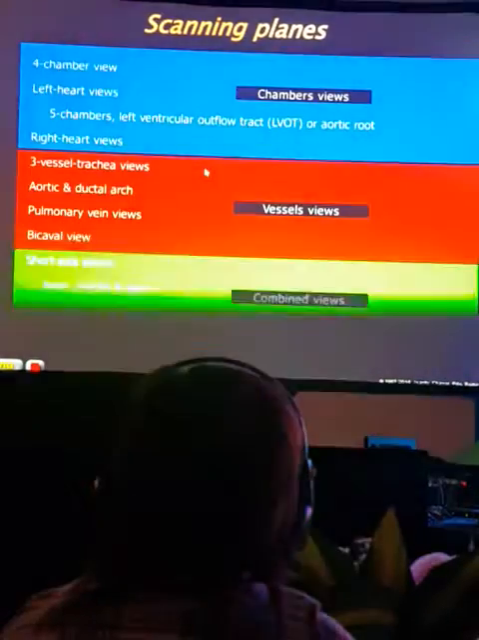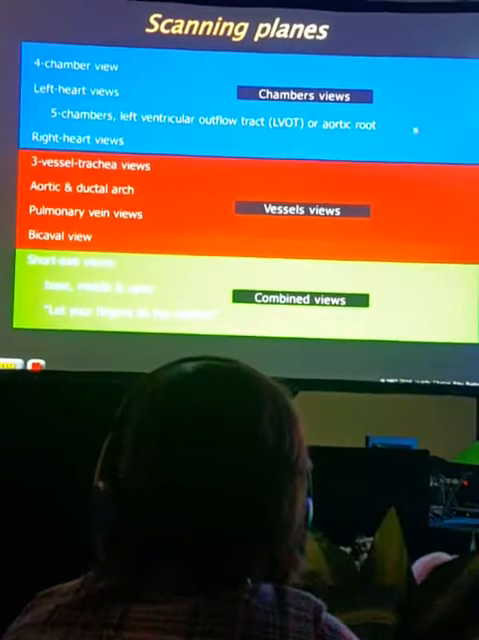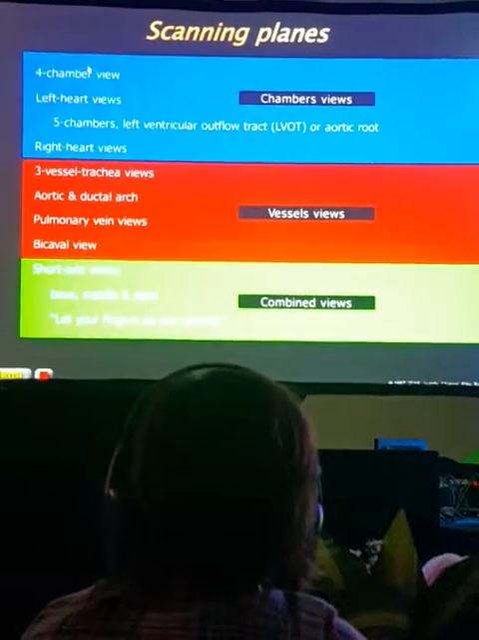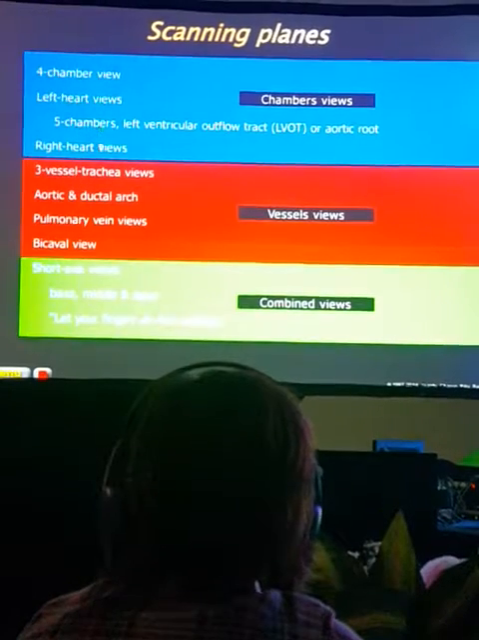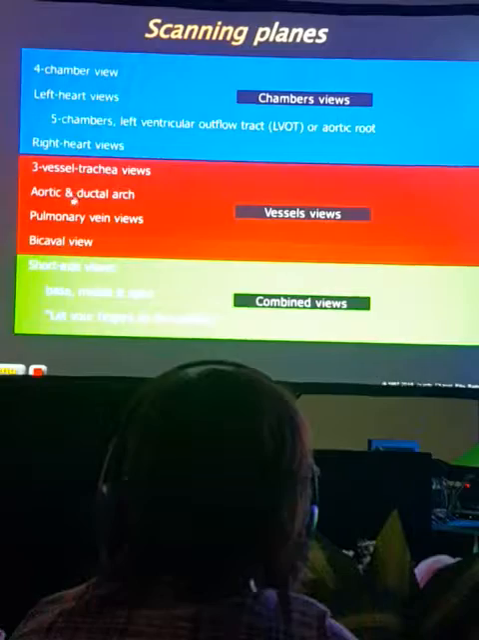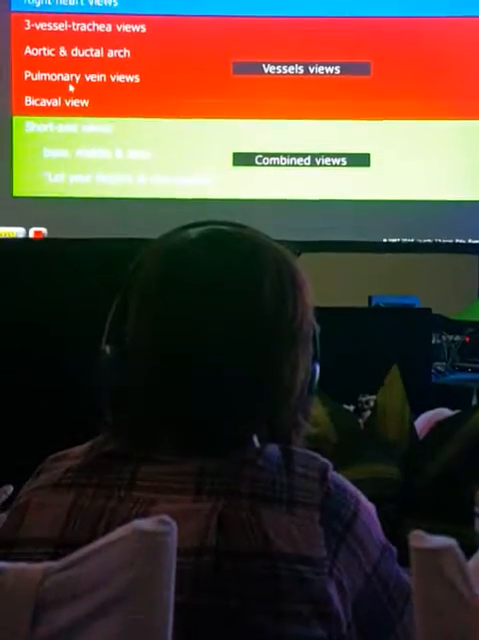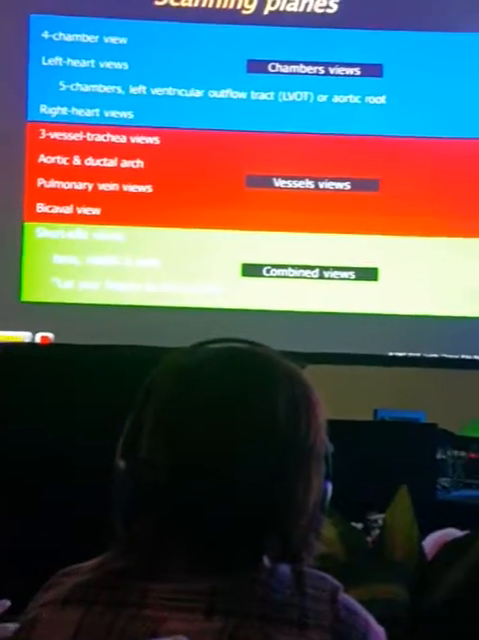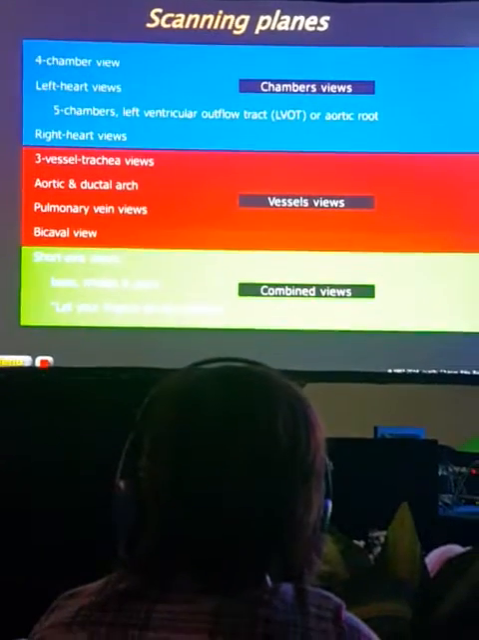So this is all what I wanted to show you. So we have the chamber views, four chamber, left upper tract, right upper tract. We have the vessel views, the three vessel trachea view, the arches, the pulmonary vein view, which is part of the four chamber view, the bicaval view. And then we have combined views that attach the vessels to the different chambers.